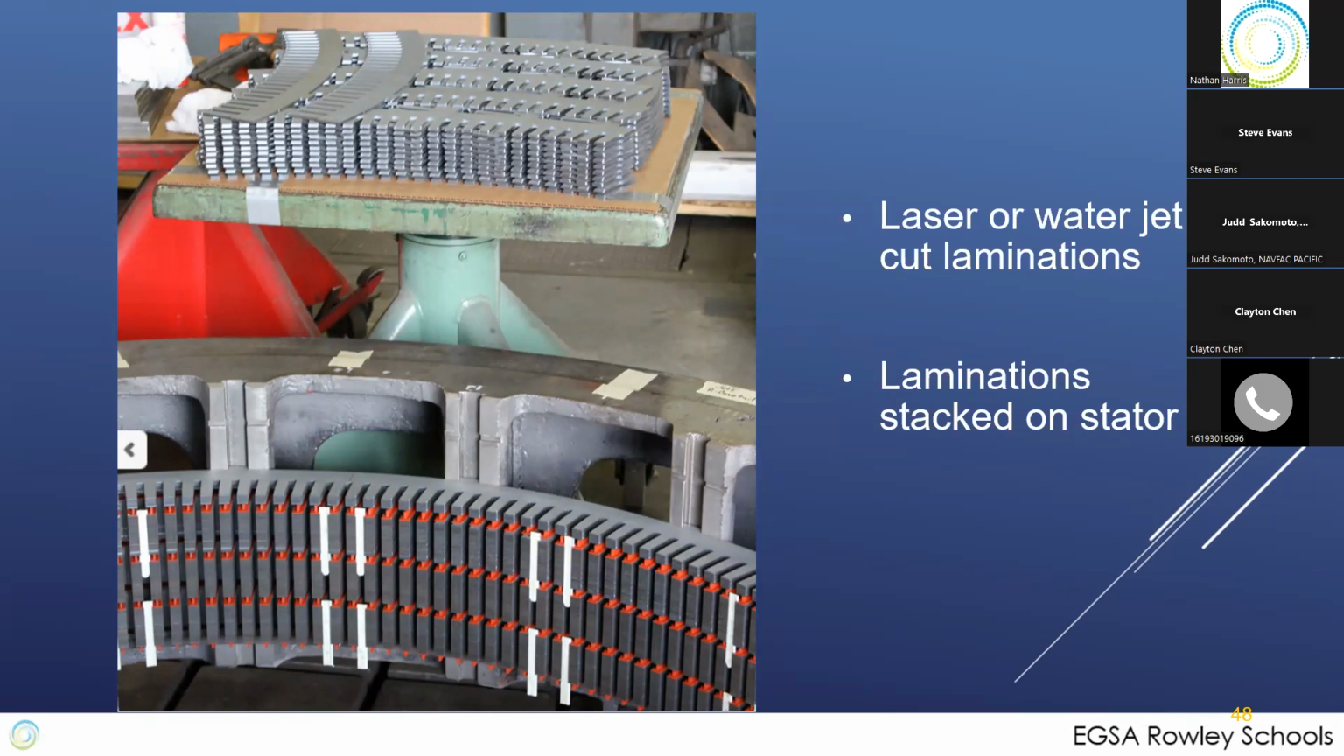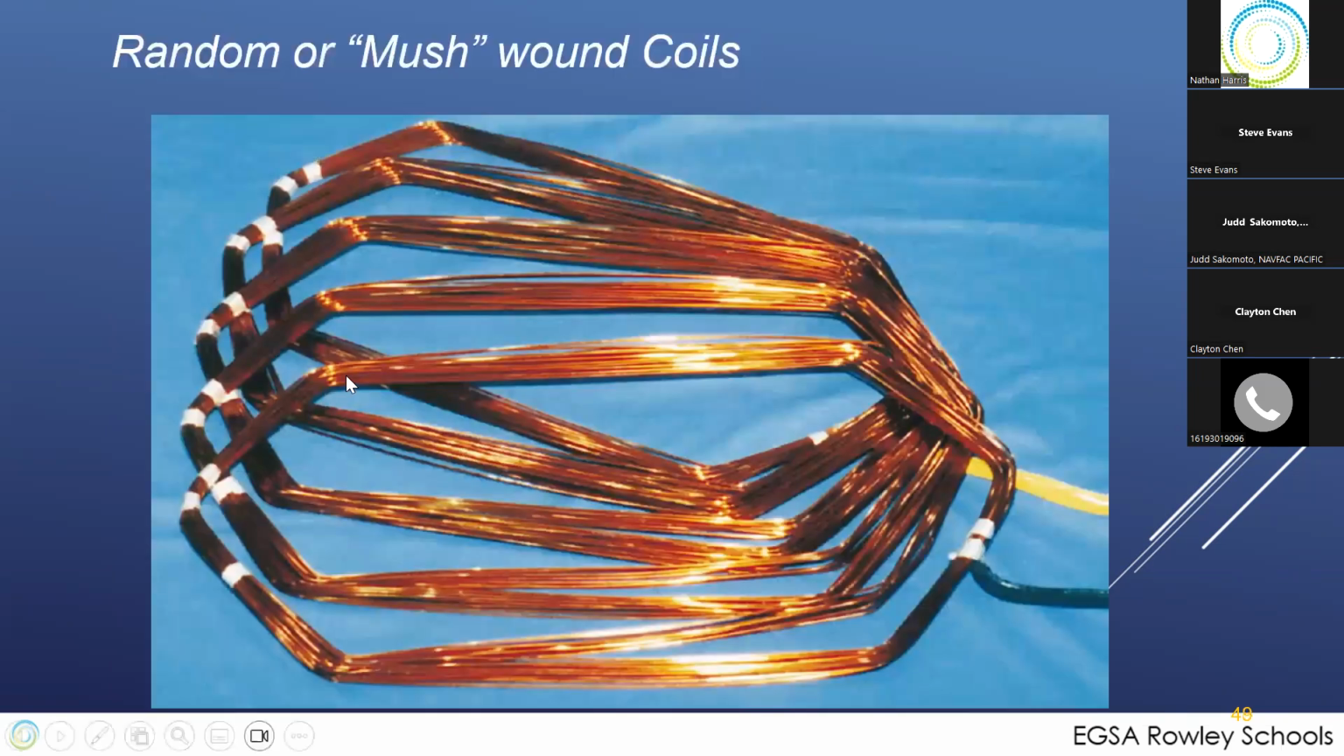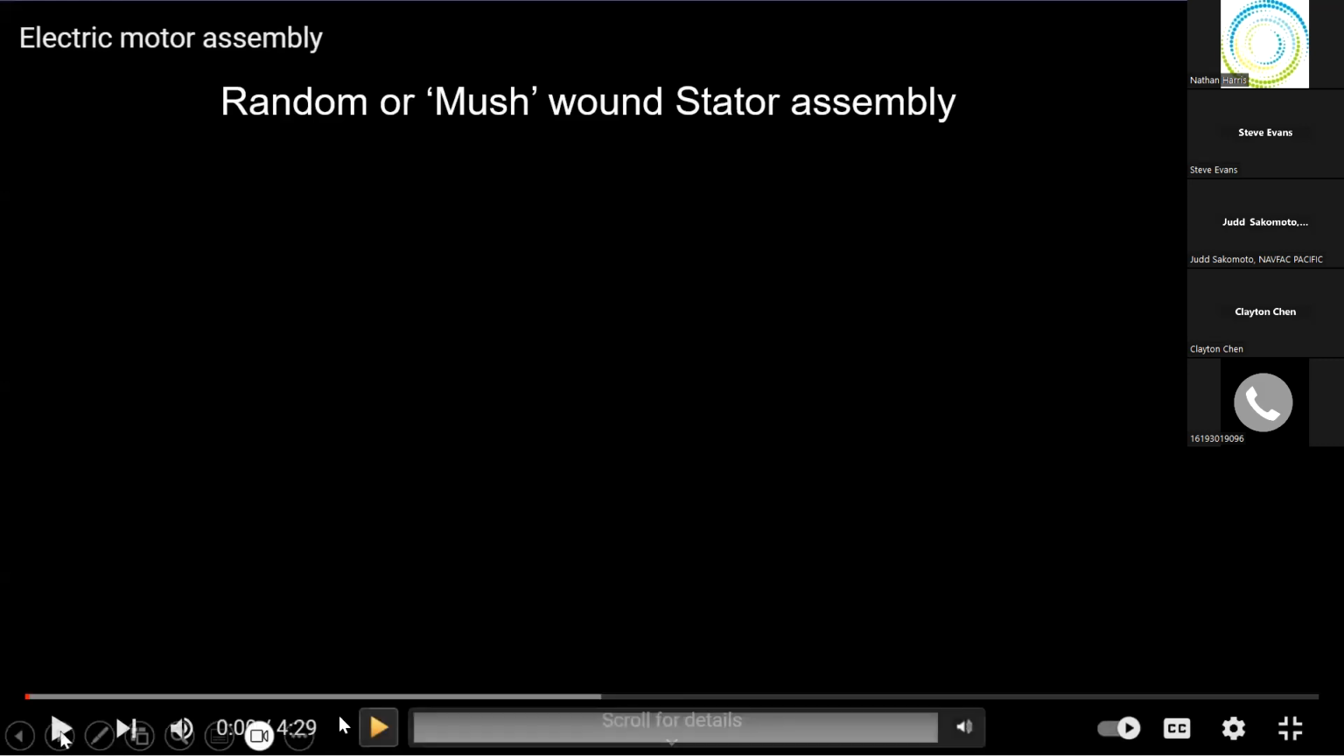And once you've got this steel in place, then you've got to put the windings in there. So the windings are a random or mush wound wire that's wound on a jig of some kind. They're laid in the slots. And I've got a video I'm going to play now that shows this stator assembly. I won't play the whole thing, and I'll try to talk a little bit on top of it here and there, or show some points as we go along. But here's a short video on how these are laid in.